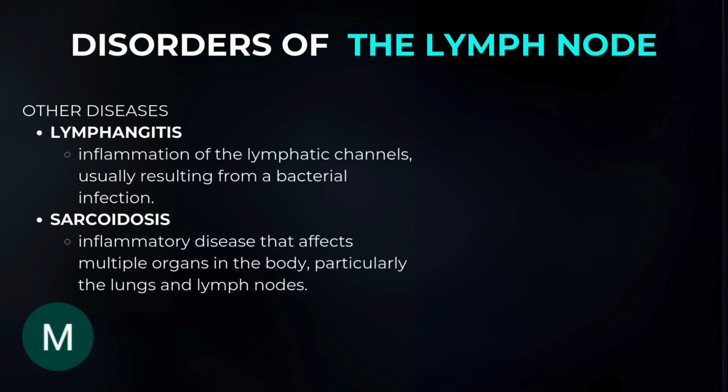Next is sarcoidosis, which refers to an inflammatory disease that affects multiple organs in the body, particularly the lungs and lymph nodes. Symptoms of this disease include enlarged lymph nodes, especially in the chest, along with lung involvement leading to cough and shortness of breath, skin rashes, and eye inflammation.